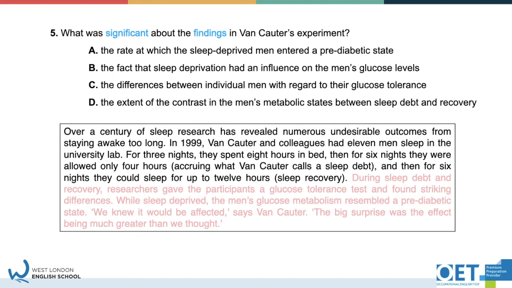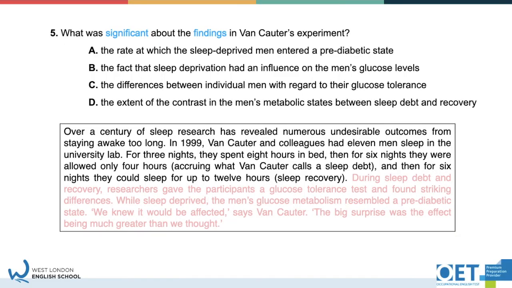If we have a look at the wording in the question, we can see significant and findings. So we don't just want to know the findings, the results of the experiment. We want to know what was so significant, what was so prominent about these findings. And in the paragraph, the first section where it says over a century of sleep research, all of this highlighted section is just describing research and what they did for the research. It's not describing any findings. There are no results. It just explains what Van Korter did over time for the research. So we know that the answer is not going to be in here.